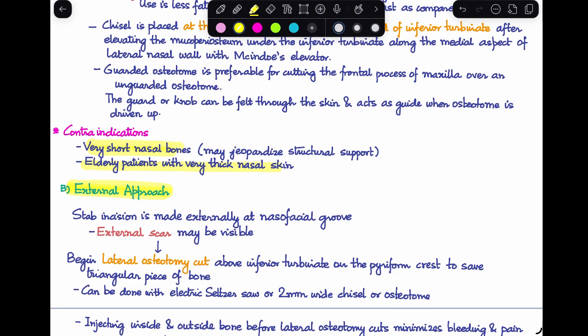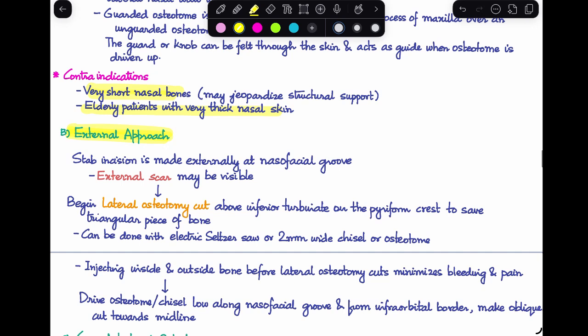Next, let's talk about the external approach. As I had mentioned before, the external approach is where we put an external tiny stab incision. So here we have put a tiny stab incision externally at the nasofacial groove, and this external scar may actually be visible later on. Then we begin the lateral osteotomy cut above the inferior turbinate on the piriform crest to save a triangular piece of bone. We can either use an electric Seltzer saw or a 2 mm wide chisel or an osteotome.